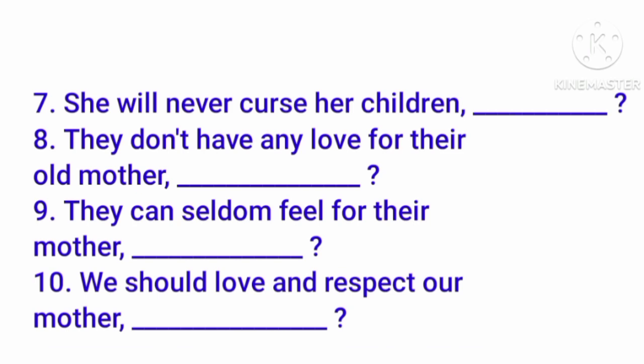The seventh sentence is a negative sentence, so the positive auxiliary is will, so the tag is will she. The eighth sentence is again negative, so the positive auxiliary is have, and the tag is do they. The next sentence is also negative because the word seldom is used here, so the auxiliary is can, so the tag is can they. The tenth sentence is positive, so the auxiliary verb is shouldn't, the tag is shouldn't we.